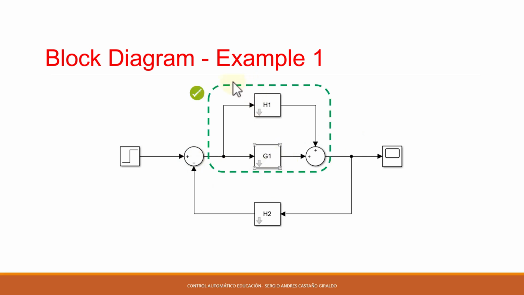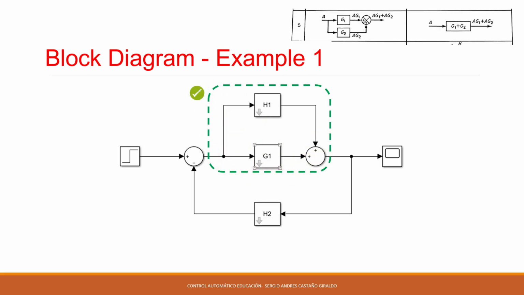For that, we are going to take these 2 blocks, which, if you notice, correspond to operation number 5 from the table that is available for download in the description of this video, directly on the website controlautomaticoeducation.com. We see that we have a parallel structure. In this case, looking at the table, it's G1 in parallel with G2. They are added together, and here we would have the sum.